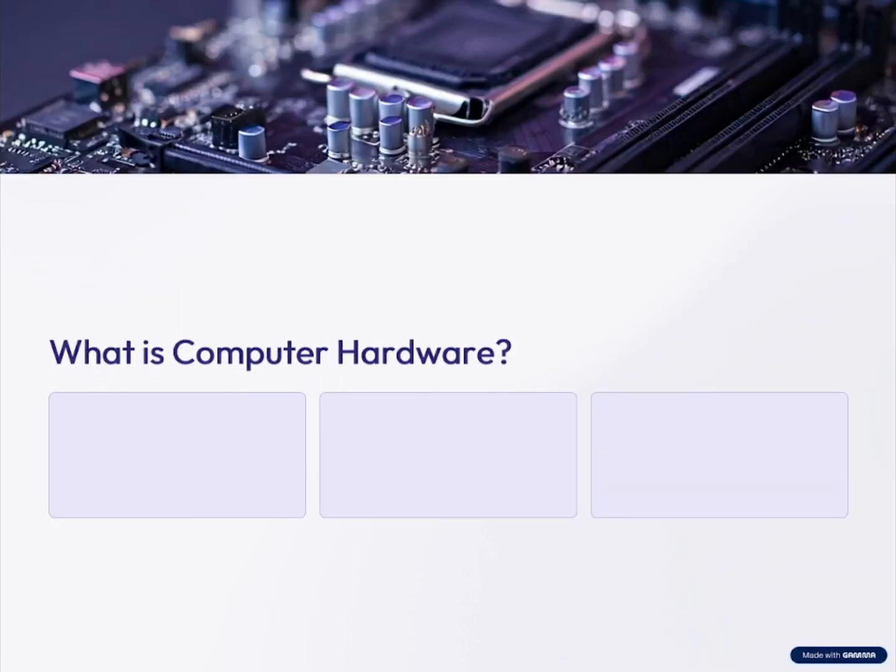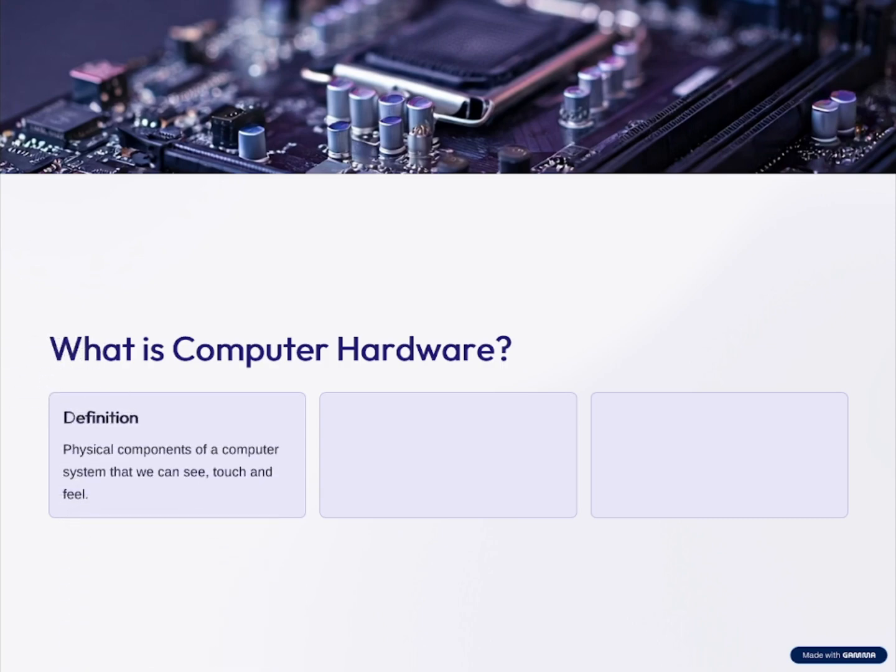Now, what is a computer hardware? Just as we have said, what do you think is the simplest way to define a computer hardware? Good. The definition of a computer hardware is that they are the physical components of a computer system that we can see, touch, or feel. Another name for computer hardware is that they are the tangible devices in a computing environment.